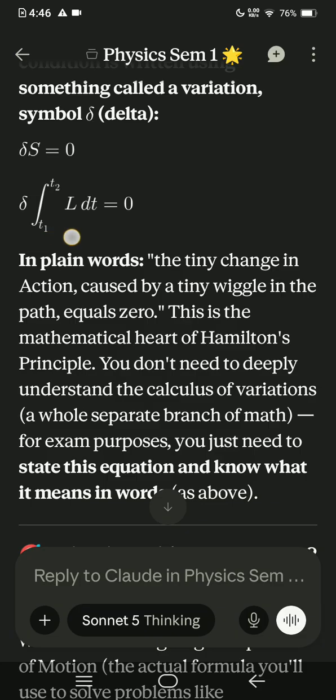How does this represent a tiny wiggle in the path? Anyways, this is the mathematical heart of Hamilton's principle. You don't need to deeply understand the calculus of variations, a whole separate branch of maths. For exam purposes, you just need to state this equation and know what it means in words, as above. I didn't understand this equation.